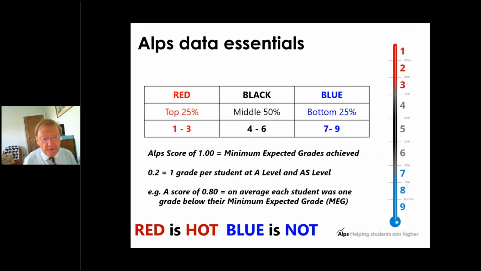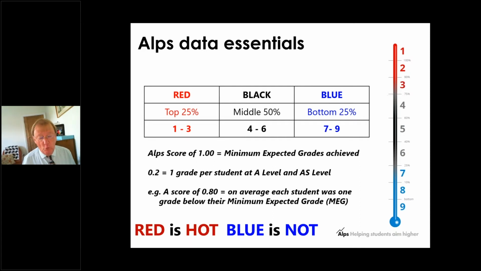A couple of bits of maths, because you don't need much to actually get ALPS, but a score of 1.00 anywhere in an ALPS analysis means that on average, the minimum expected grades set at the top 25%, the 75th percentile, have been achieved. 0.2 difference in any direction is a grade per student at either A and AS. It's slightly more complicated at BTEC.